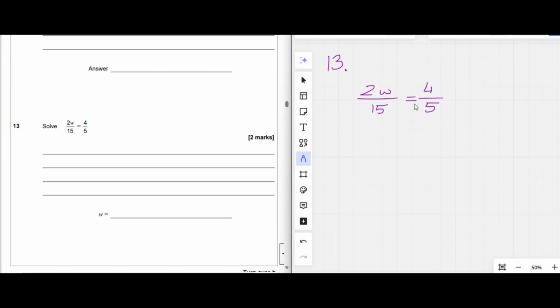In the 13, we have to solve something that can be multiplied by cross. Let's cancel that down first before multiplying. So we can divide by 5, this and that. And we can divide by 2, this and that. So on the left-hand side, we'll have just that W. And then 15 by 5 is 3, times 4 by 2 is 2, so W is 6, and that's it.